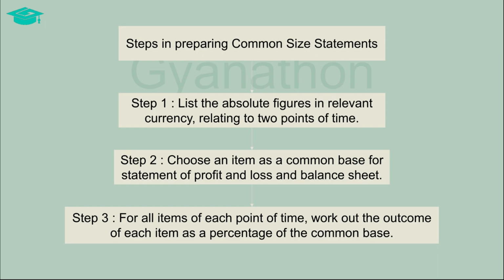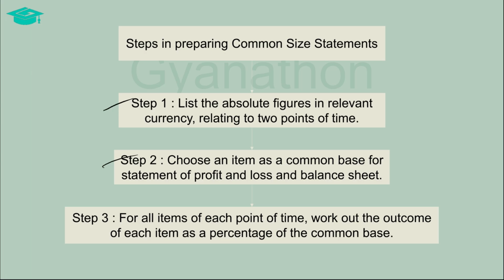In the preparation of the common size statements, firstly, the absolute figures that relate to 2 points of time are listed. This can be done even for 1 year or multiple years. Next, one item in the relevant statement is chosen as the common base item. That is, an item either in the statement of profit and loss, if that is the relevant statement for which common size statement is being prepared, or in the balance sheet, if that is the relevant statement for which the common size statement is being prepared.